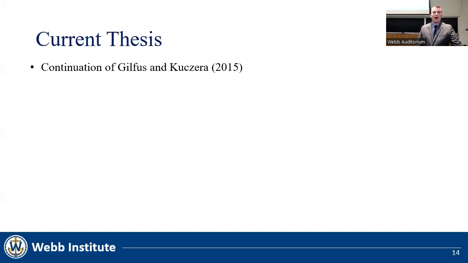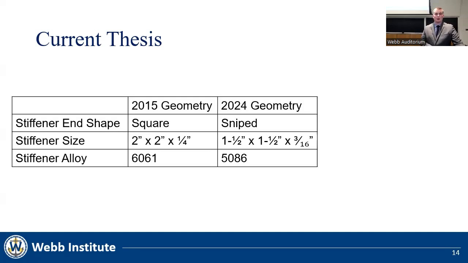Nine years later, Addison and I opted to continue Gilfus and Guzera's work. To improve their test results, we opted to further develop the specimen geometry in order to make it fail at the desired location, the reduction in the narrow end of the dog bone sample. We focused on 3 different aspects of the stiffener geometry.